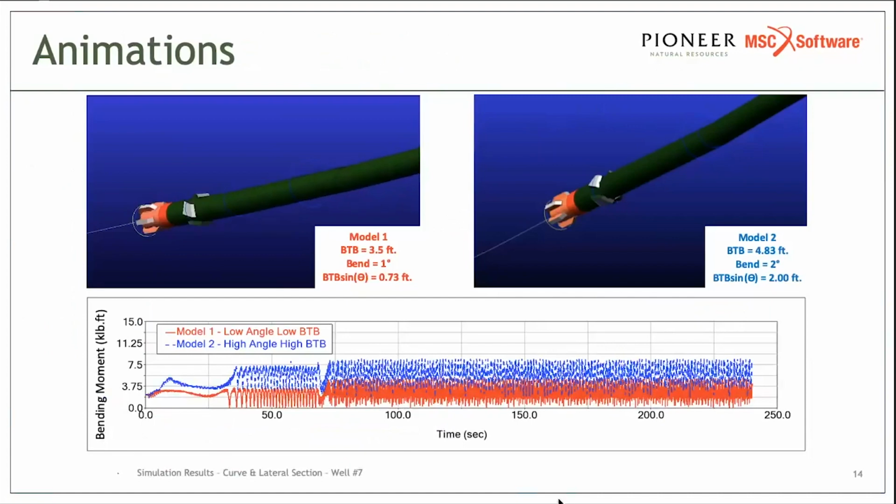Here is an example from the same well on what could have been done differently. There were high bending moments in this bottom hole assembly. It could have caused the failure in the long run. If we were to have a motor with a lower bend angle, Adams says that we can decrease the bending moment significantly. In the graph that I'm showing you, the red line is the bending moment results from Adams using a low angle and low bit to bend ratio motor, and the blue is the high angle motor.